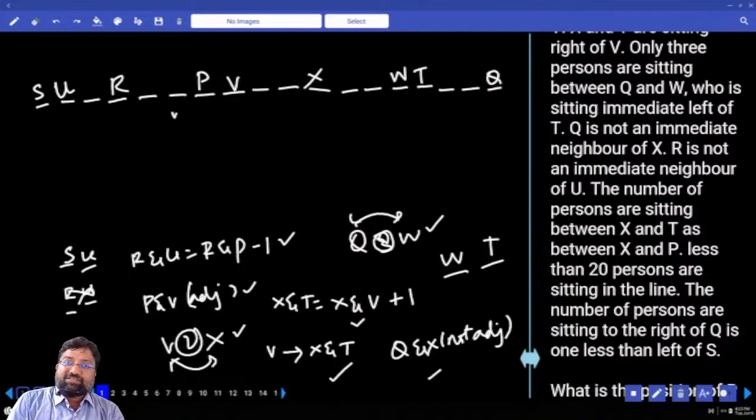Less than 20 persons are sitting in the line. Now please count and tell me how many persons are sitting in the line.